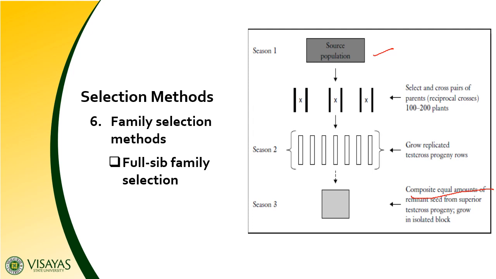Okay. So, composite means equal amounts of remnant seeds of superior selected test cross progeny are grown in isolated blocks. So, in the third season, it is grown in isolated blocks. So, meaning, isolated block: there is no other plant similar to it growing in its surroundings. So that is for this full-sib family. Full-sib in the sense that you know here what its maternal and paternal parents are. So you already know that they are full-sibs. So you have here cross pairs of parents. Okay.